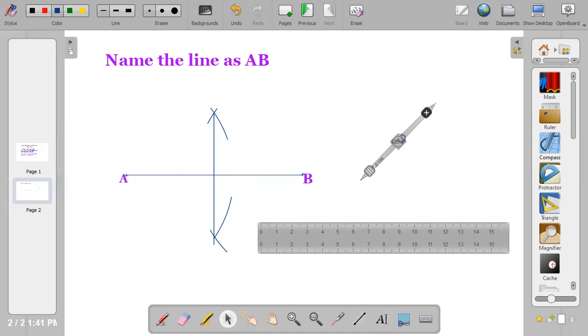After you have drawn the bisector, the next thing is to draw a semicircle on line AB. Center at the bisector, using a radius from the bisector to point A or point B. So pick the radius and draw your semicircle.